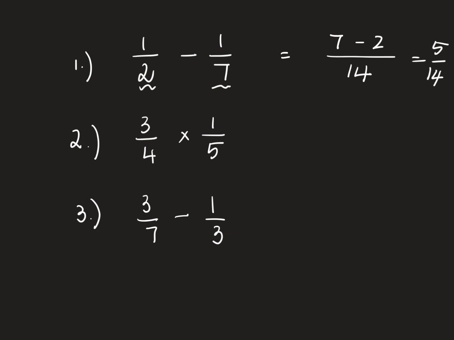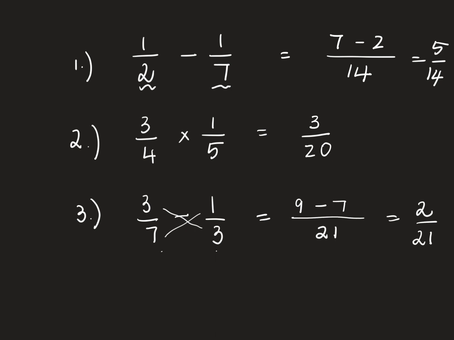Okay, this next one here, we are multiplying. How do I multiply fractions? I multiply across the top and multiply across the bottom, and we're done. This next one here, it's subtraction. So I've got to make the denominators the same. 7 times 3 is 21. And this one, 3 times 3 is 9. It's subtraction again, minus 7 times 1 is 7. 9 minus 7 is 2 over 21. How did you go with those?